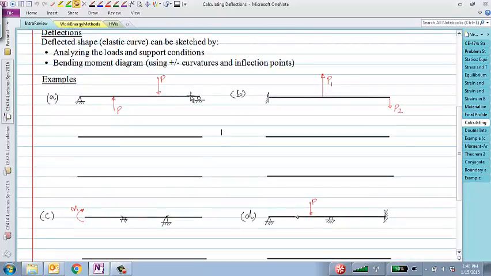I have this simply supported beam, with two equal and opposite forces, P and P, acting up and down here. I want to find the shear force diagram, the bending moment diagram, and the deflected shape. So how should I go about it? What should I do first of all? Say it again. Reactions, yeah. So what would be the reactions? P and P here. What would be the reactions here and here?